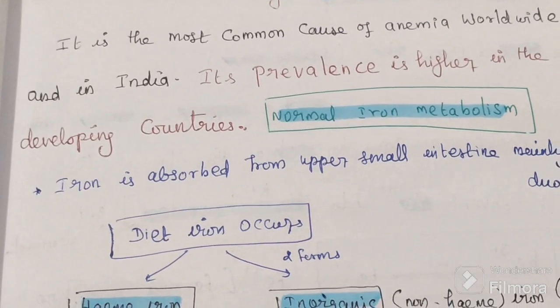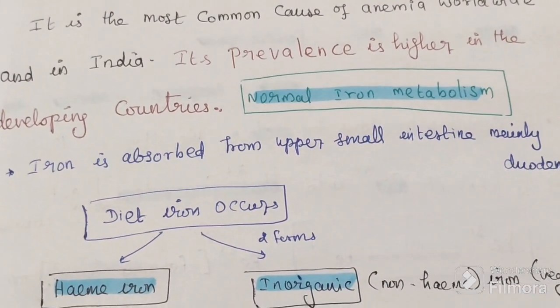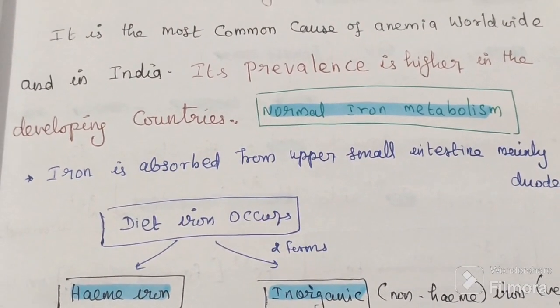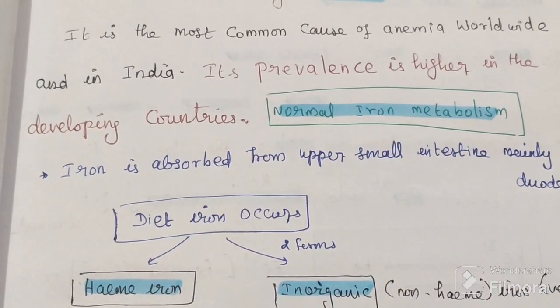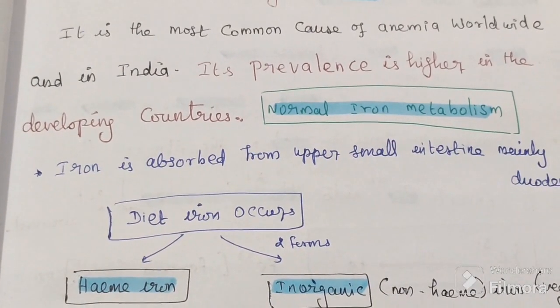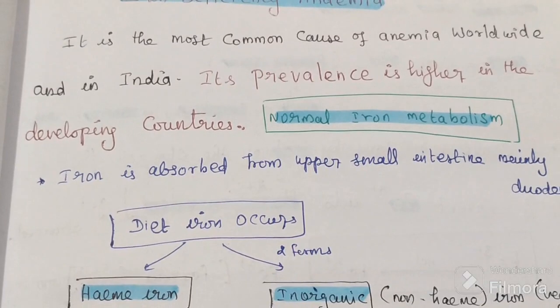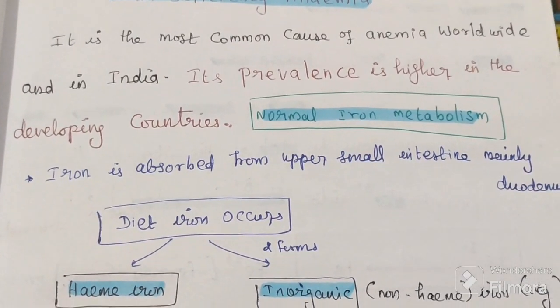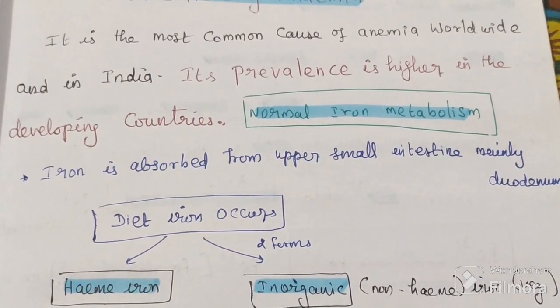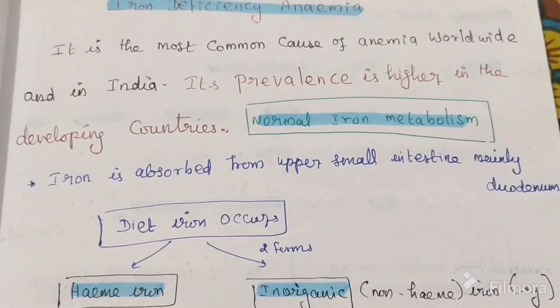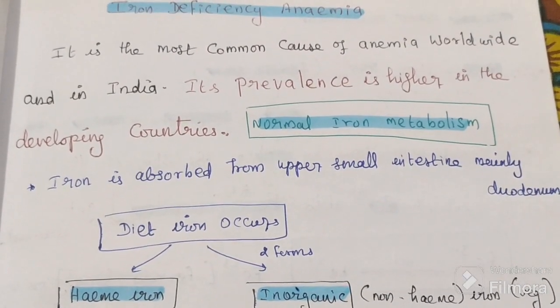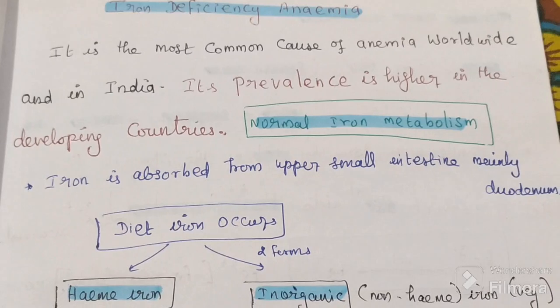There are two types of iron: heme and non-heme. Heme is present in a non-vegetarian diet, that is meat and so on, and non-heme iron is present in a vegetarian diet, like green leafy vegetables and jaggery, which contain iron.